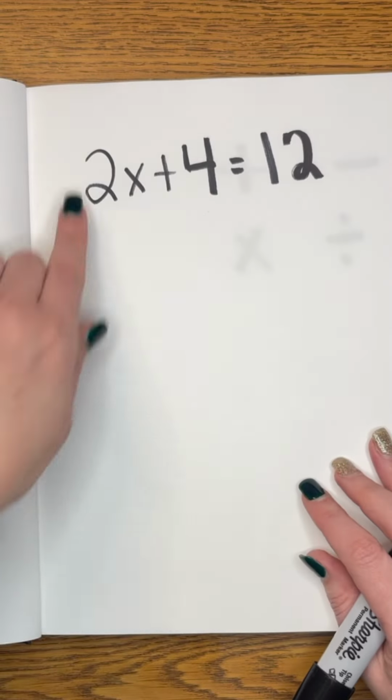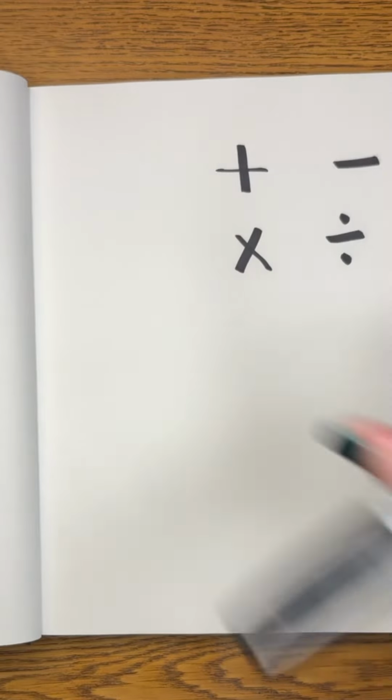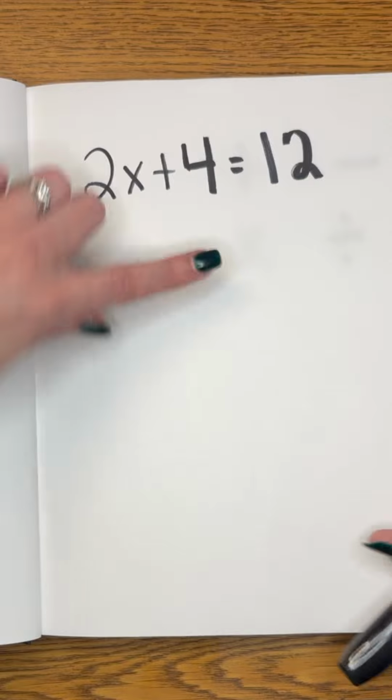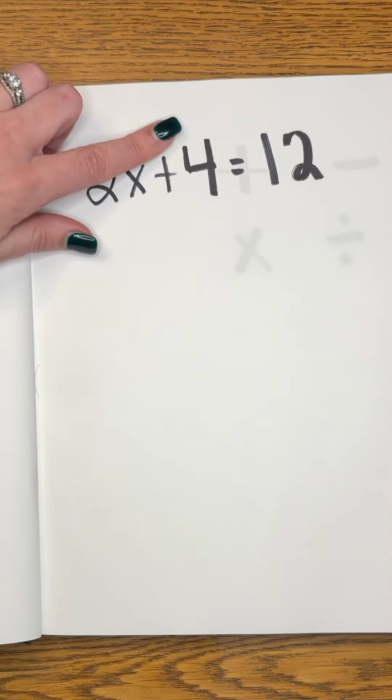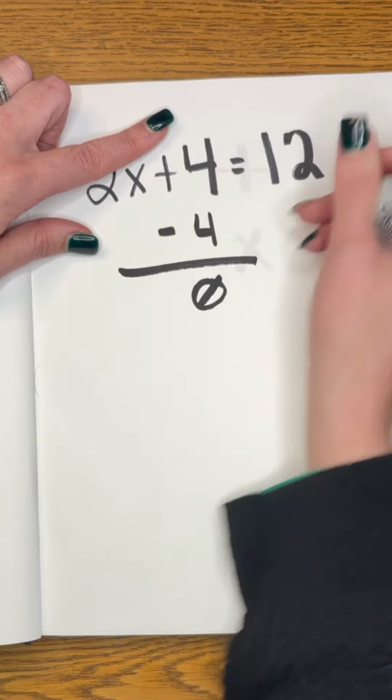Look through the problem, and I see a plus sign right here. So then we ask ourselves, okay, what is the inverse operation of addition? Well, it is subtraction. So to get rid of this 4 on this side, we have to subtract it. So if I subtract 4, it's going to leave me with 0.